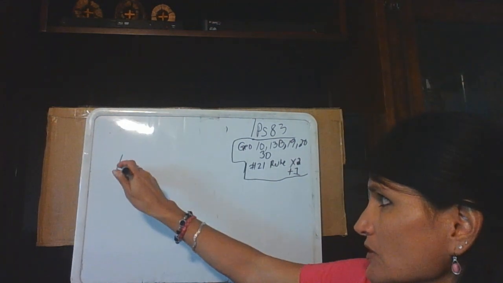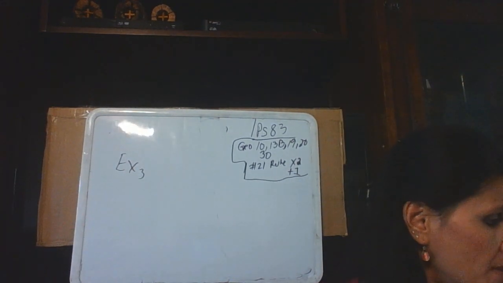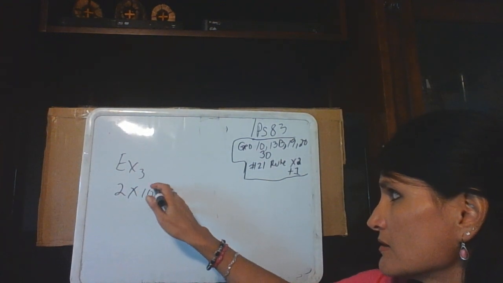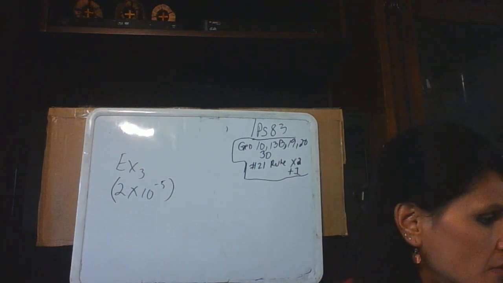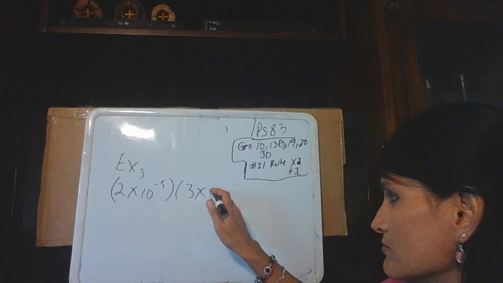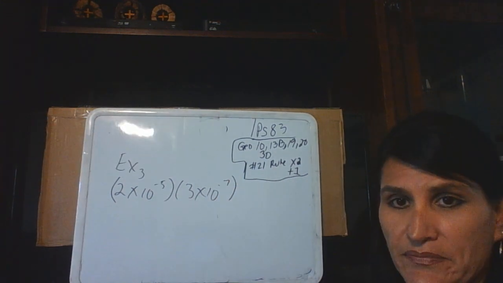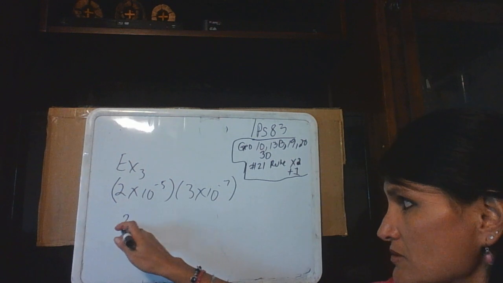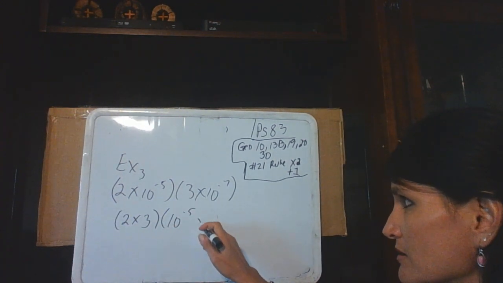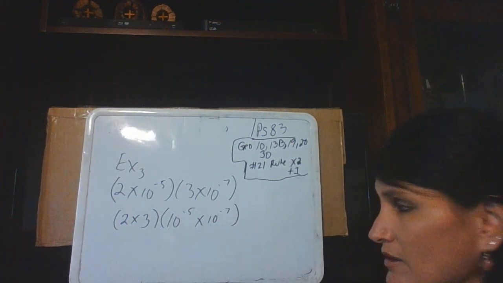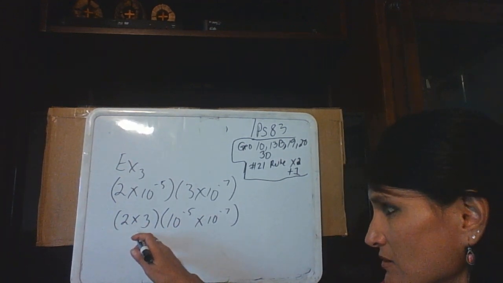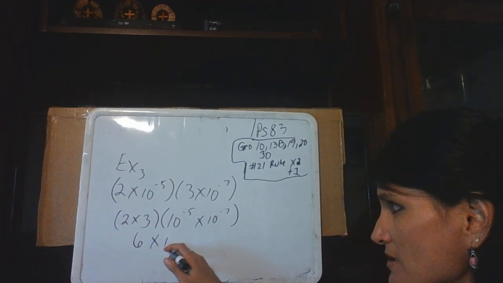All right, example number 3 says 2 times 10 to the negative 5th times 3 times 10 to the negative 7th. Okay, so again, 2 times 3, 10 to the negative 5th times 10 to the negative 7th. Let me make sure I read those right. Okay, good. Multiply the numbers and you get 6 times 10.